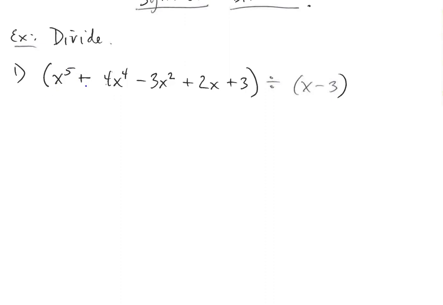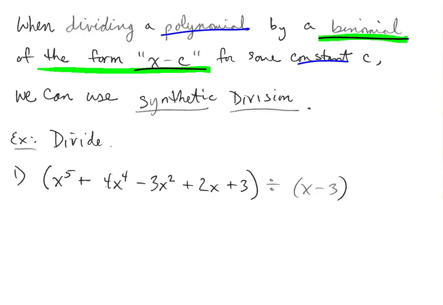x to the fifth plus 4x to the fourth minus 3x squared plus 2x plus 3, close parentheses, and we're dividing that by x minus 3. Now notice that this is a polynomial divided by a binomial, and we just discussed in a previous topic long division of polynomials, which actually could work fine with this example, but we're here to demonstrate this other method, synthetic division, which is more convenient as long as we fit the format here.